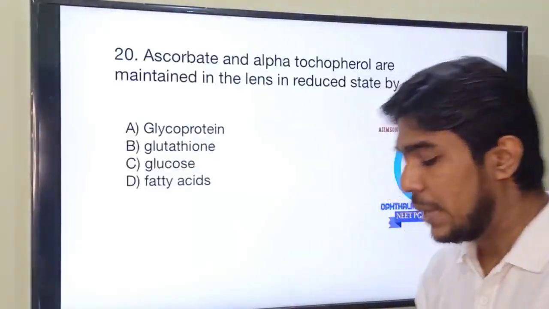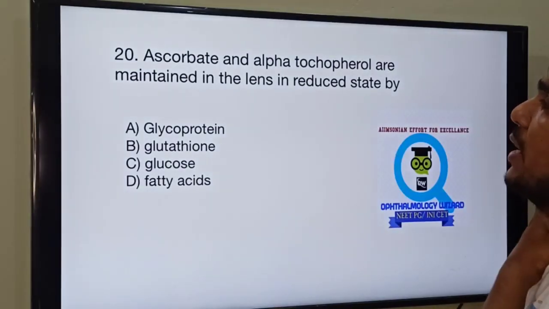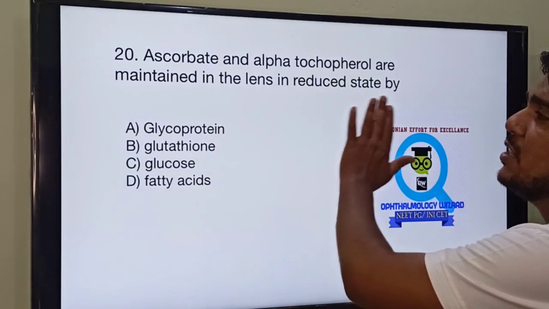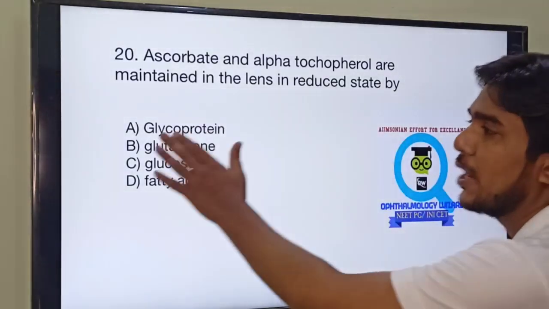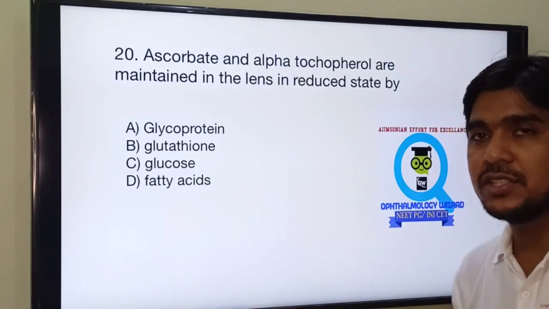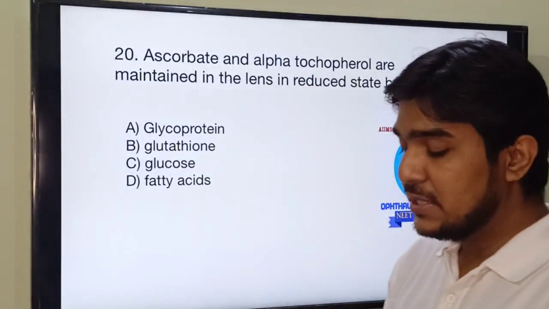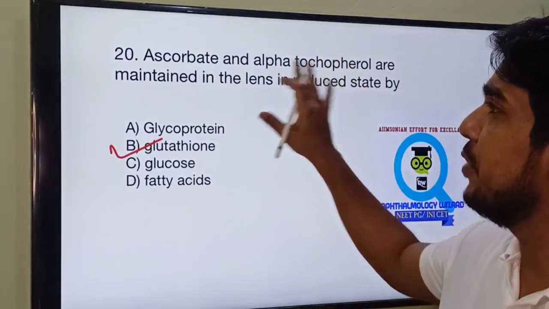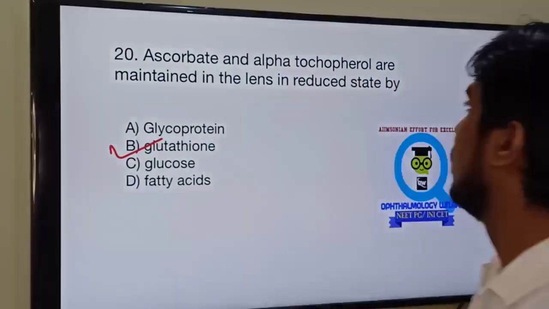Okay. Coming to this question number 20, ascorbate and alpha tocopherol are maintained in the lens in the reduced state by: glycoprotein, glutathione, glucose, or fatty acids. What is the answer? The answer is glutathione. So this maintains the reduced state of these proteins.